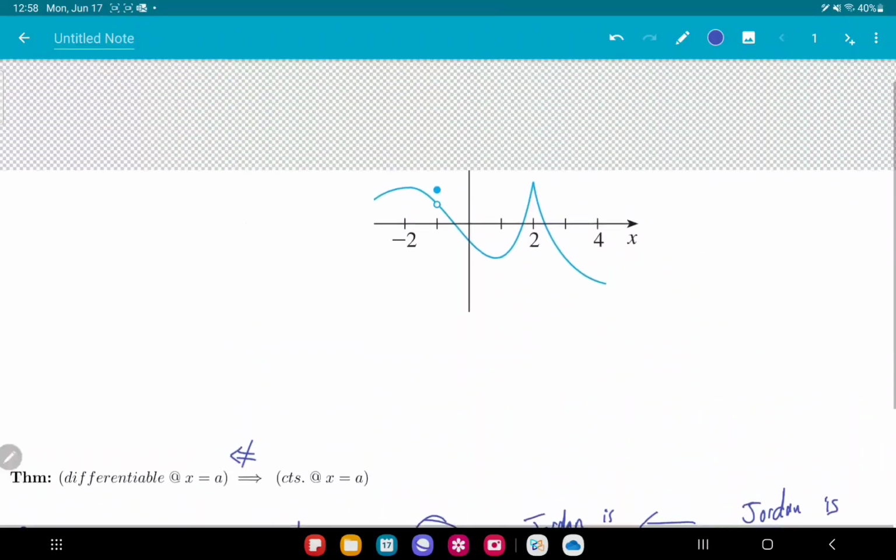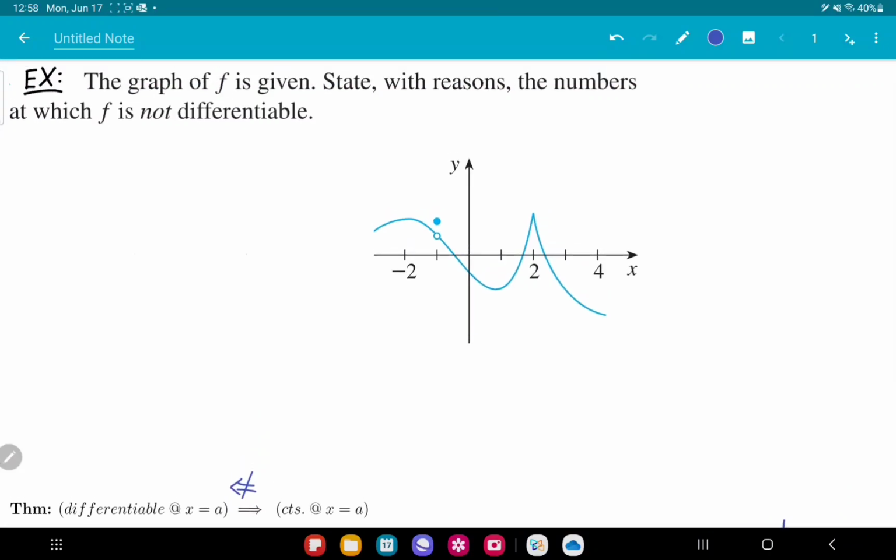Going back to the example. Okay, where is this function not differentiable? Well, the only things that jump out at me are x equals minus 1 and x equals 2. So let's see, x equals minus 1. At x equals minus 1, we have the function is not continuous. Function is not continuous.